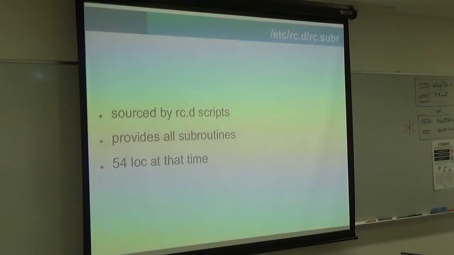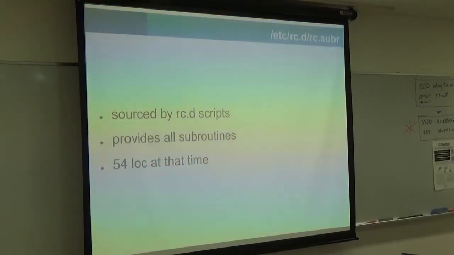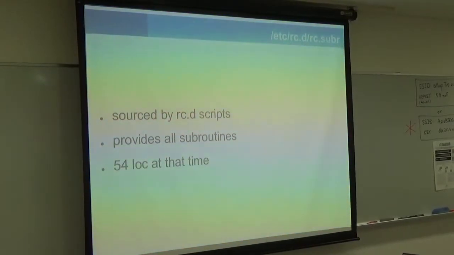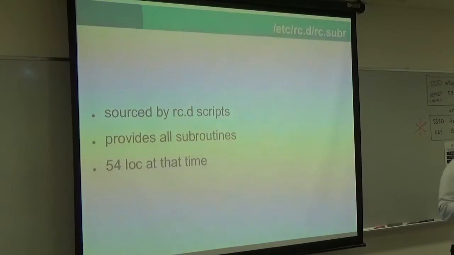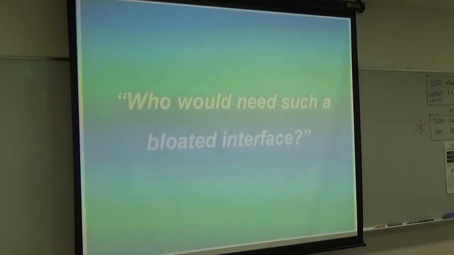A little word about rc.server. It's sourced by the RC script and provides all the subroutines, and at the time it was 54 lines of shell code. 54 lines of code. I'm repeating myself because that's one of the reactions we got after sending a patch. So yeah, that's kind of amusing for 50 lines of shell code.